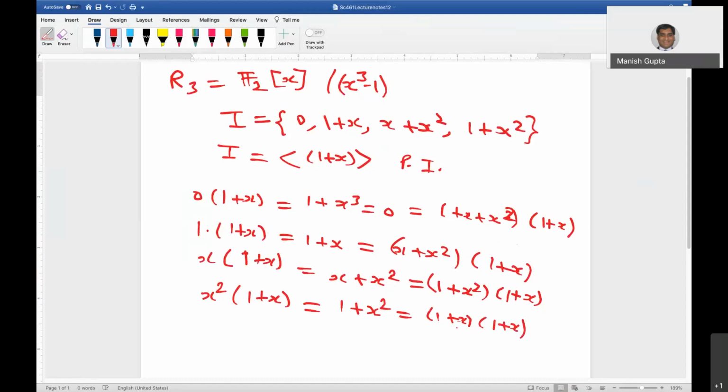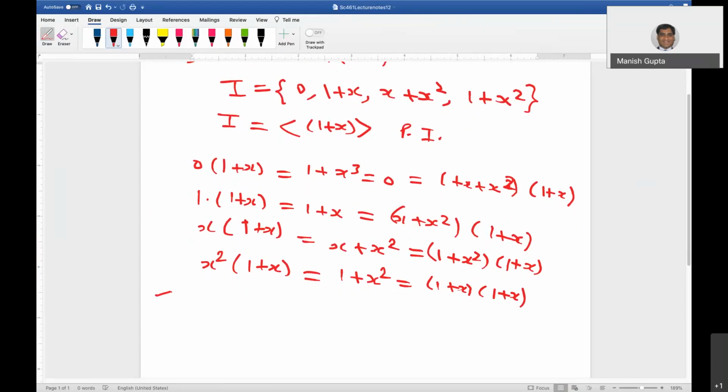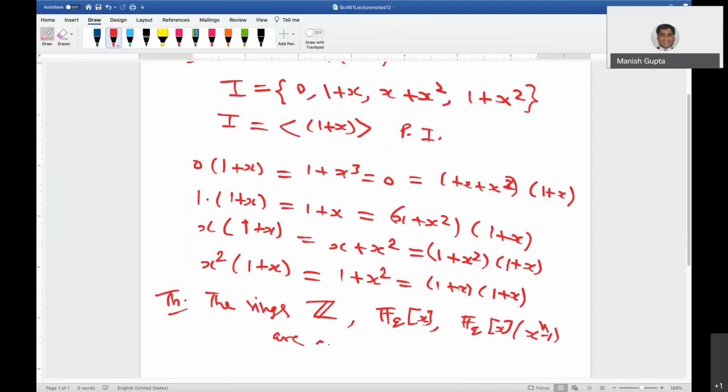So I have taken all the elements and multiplied, and I can see that we are getting the elements in the ideal I. So these are all principal ideals, and this ring is a principal ideal ring. There is a result which I want to mention here. Theorem: the ring Fq[x], the polynomial ring, and Fq[x] modulo x to the power n minus 1 are all principal ideal rings.